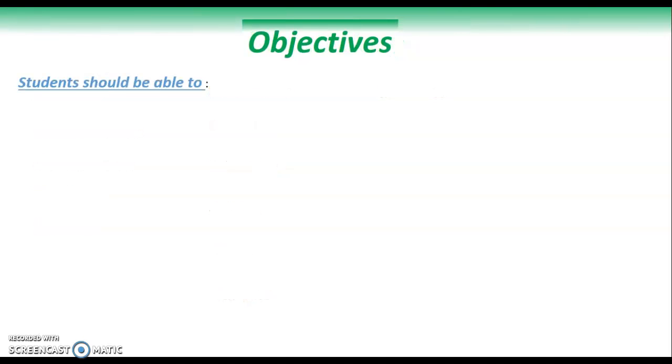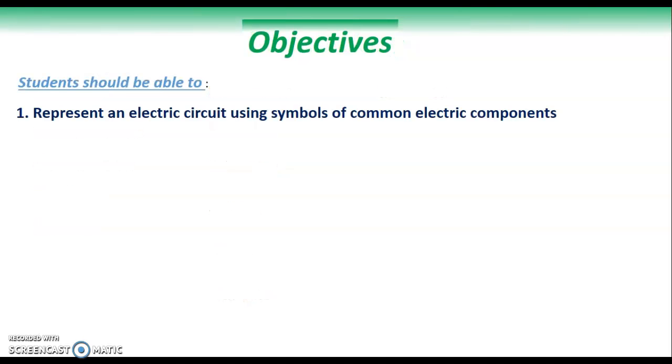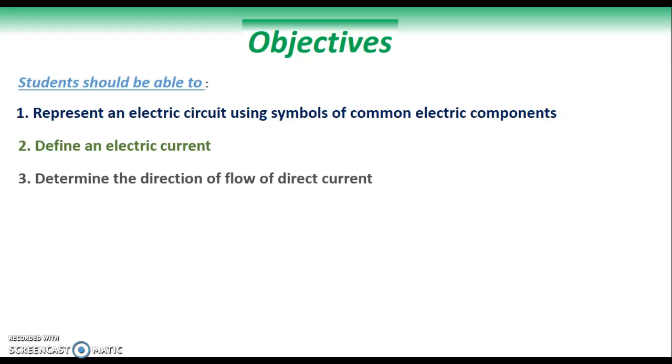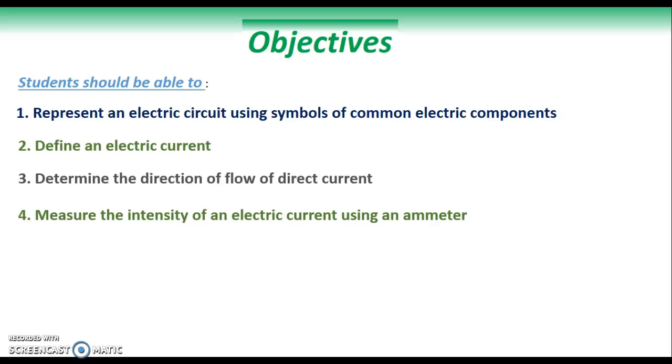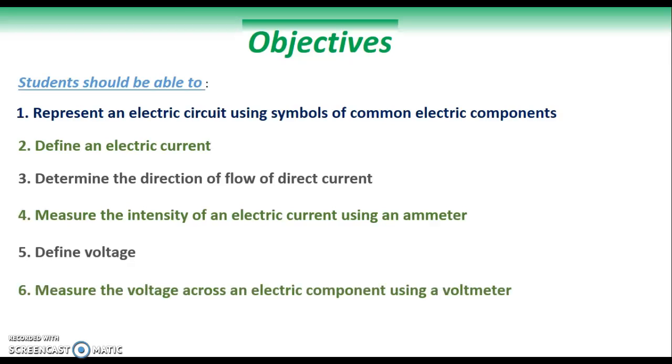Objectives: students should be able to represent an electric circuit using symbols of common electric components, define an electric current, determine the direction of a flow of direct current, measure the intensity of an electric current using an ammeter, define voltage, measure the voltage across an electric component using a voltmeter, and finally describe the effect of resistance on the flow of current.